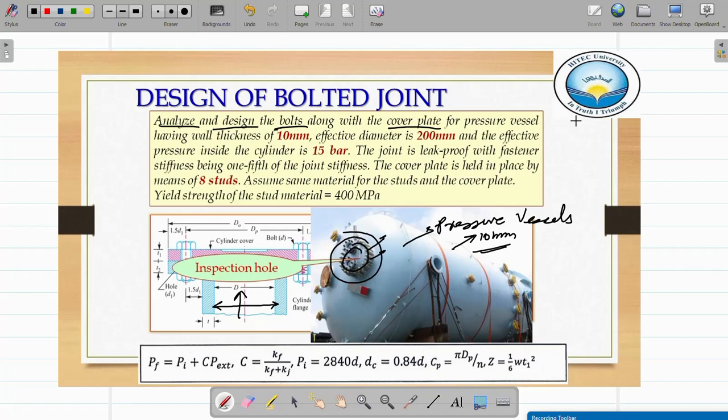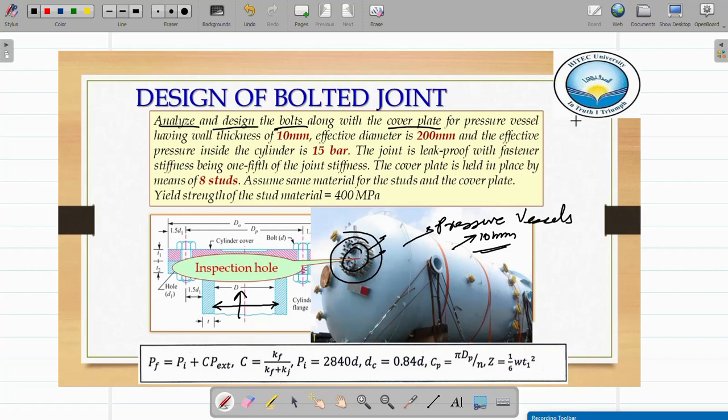15 bars is generally not a very high pressure, you can say an average pressure, but certainly higher, because in your car tires the pressure is roughly about 3 bars. So 15 bars is a large number, and the joint is leak proof. This is the idea you have to work with.